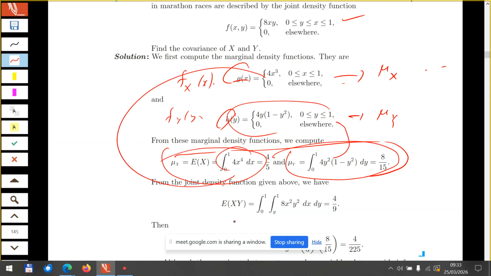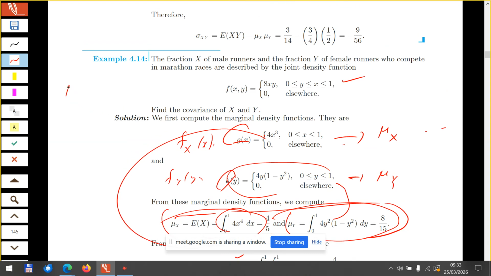And the next thing is to compute the expected value of x times y. And x times y is a simple computation. You would simply say, okay, xy is the double integral of x times y times f of xy. This f of xy we know is 8 times x times y, and it is 0 elsewhere, dx dy, right?